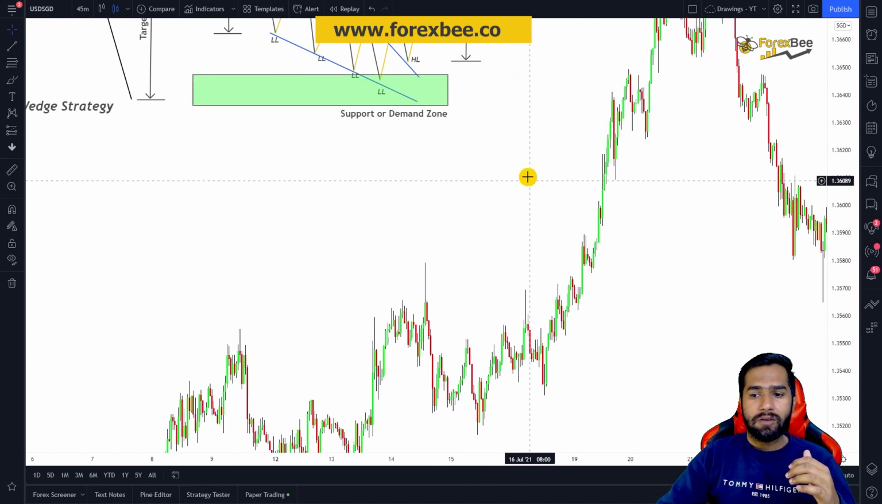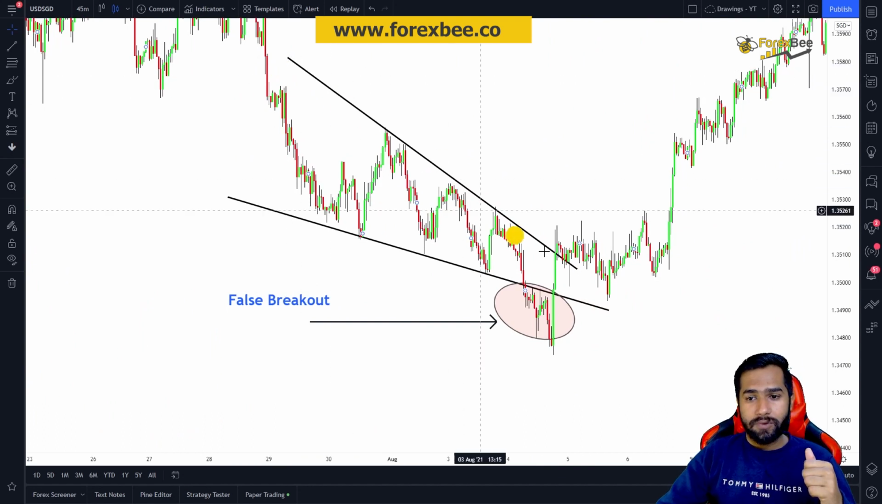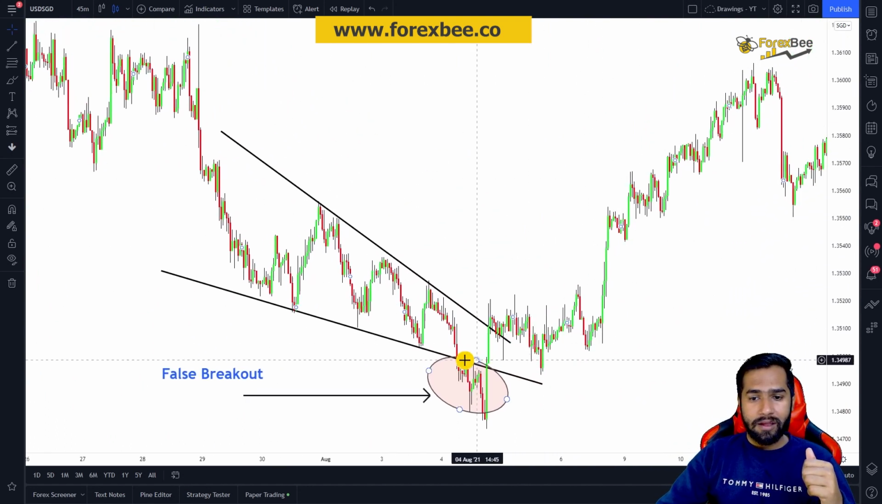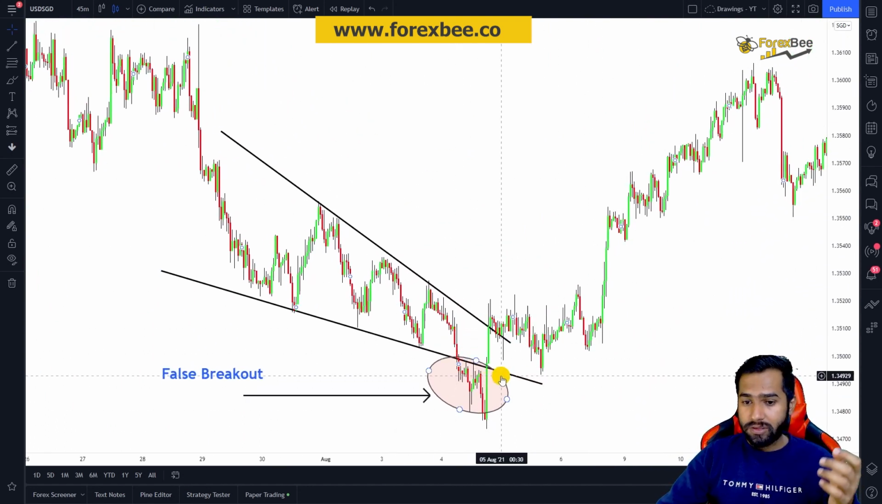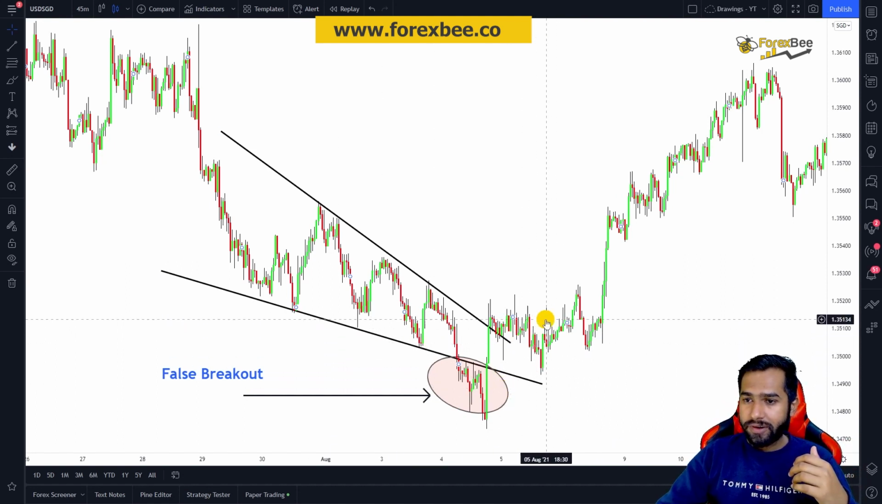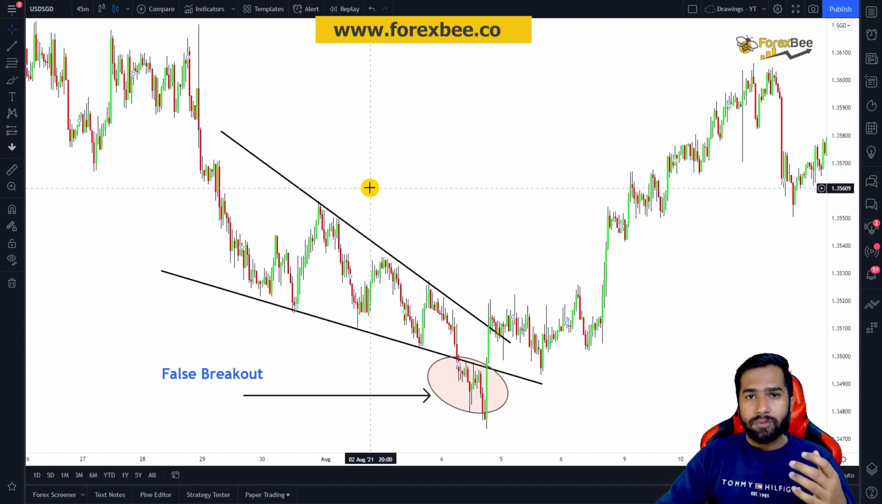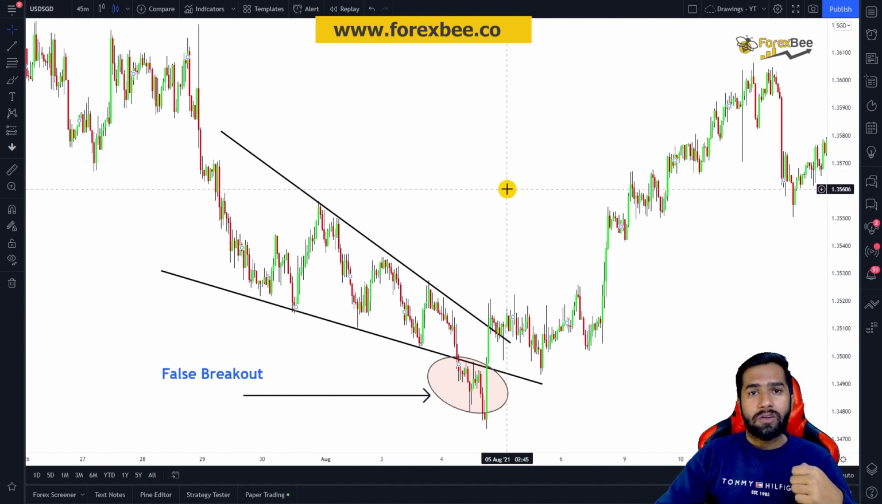And in the end, I have also shown through an example how this falling wedge pattern formed, and why the market, or the institutions, gave this false breakout. And after that, you can see the trend did move in the bullish direction, and our expected take profit level was hit.